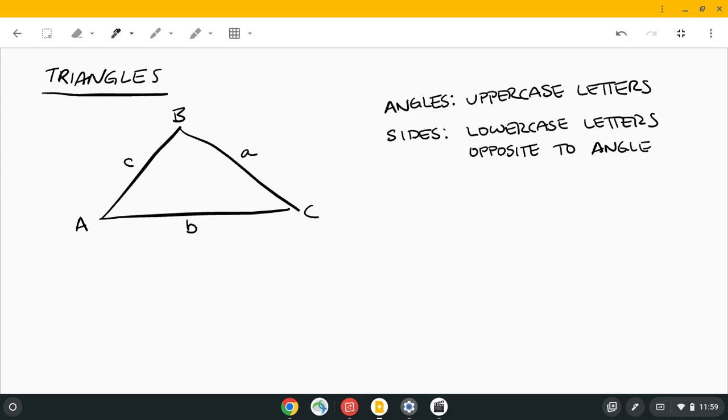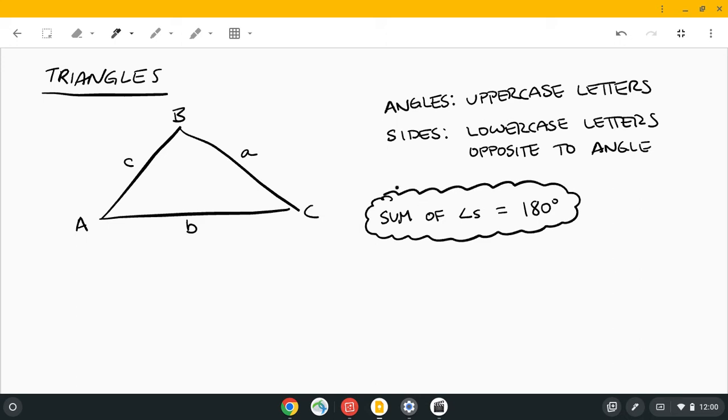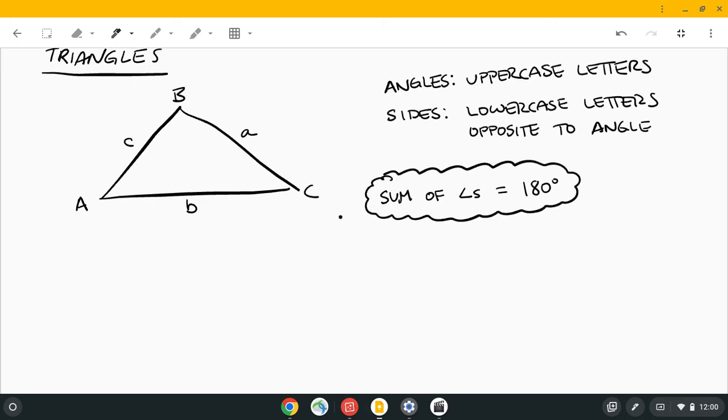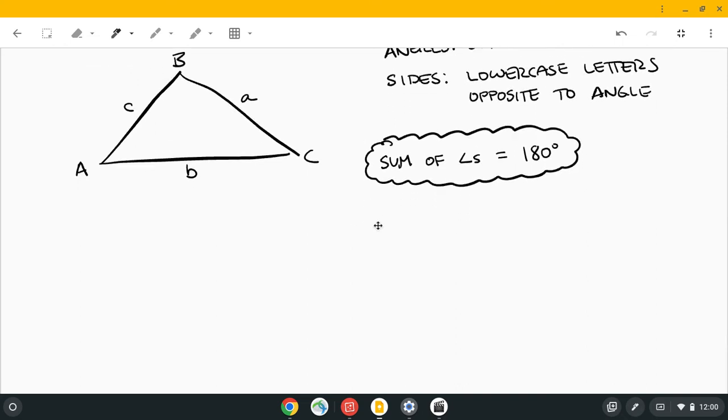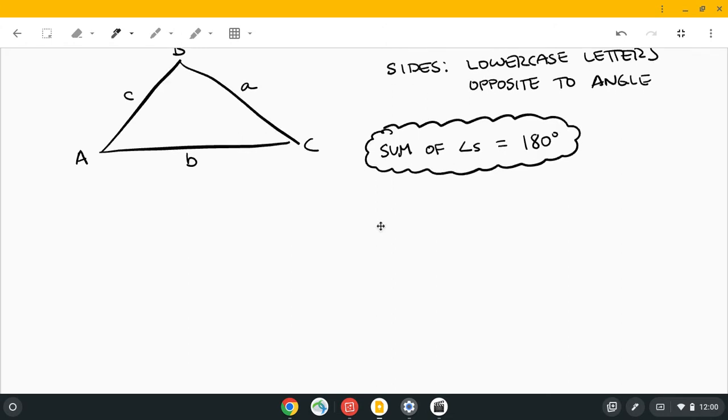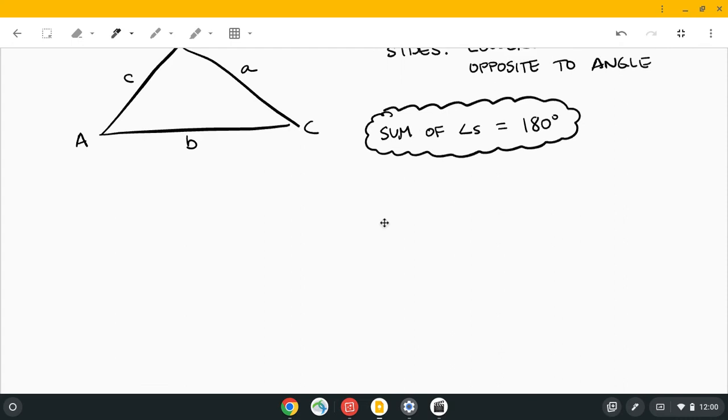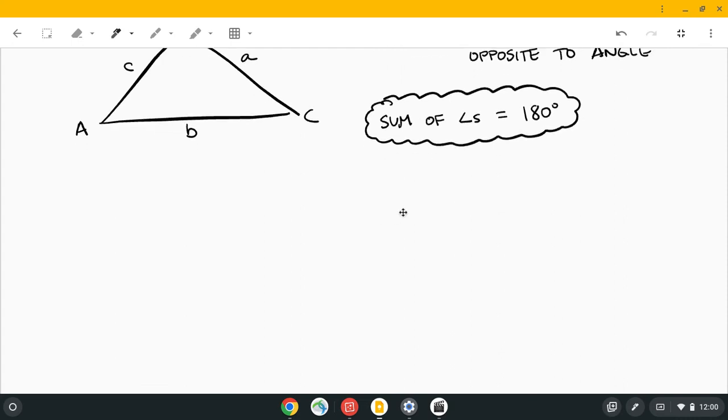Another very important thing to know is the sum of the angles. I'm going to use this symbol for angles. So the sum of the angles equals, who remembers? Very good, 180 degrees. Now we're going to look at some classifications of triangles: first based on their sides, then based on their angles, and then we'll focus on the right triangle.